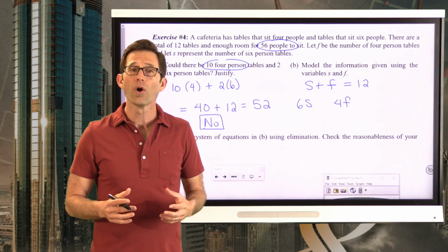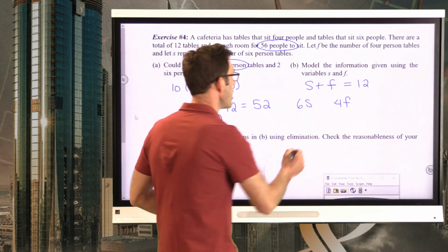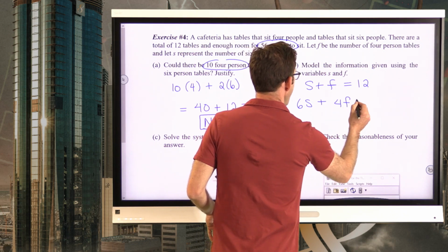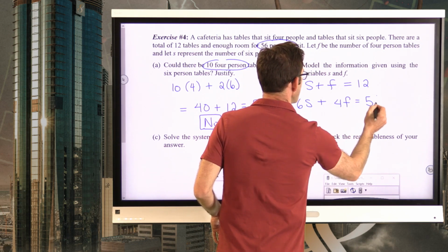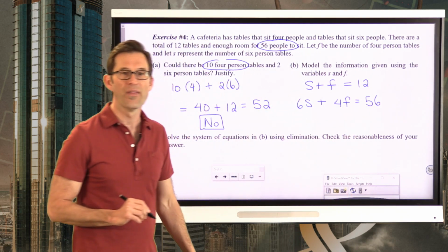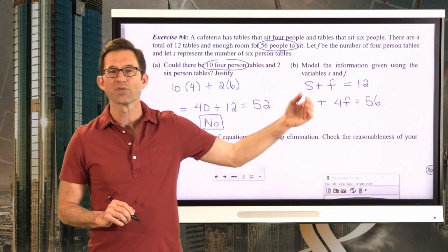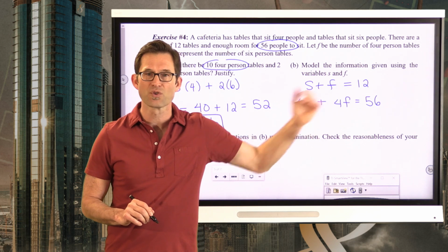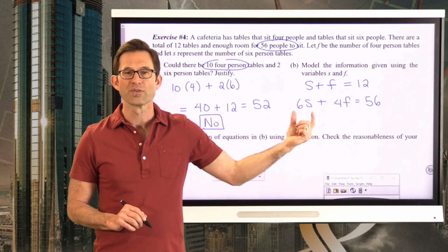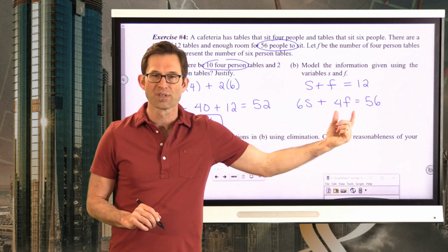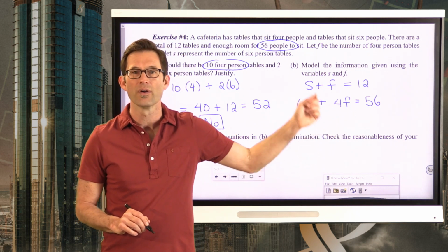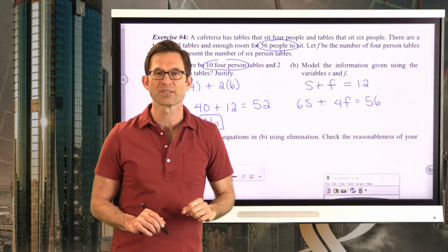And if I wanted to know the total number of people that could sit down, I would add those together, and I know that must be 56. And there is my system. The number of 6-person tables plus the number of 4-person tables has to be the total number of tables, 12. If I take all the people sitting at the 6-person tables and all the people sitting at the 4-person tables, add them together, that has to be 56.